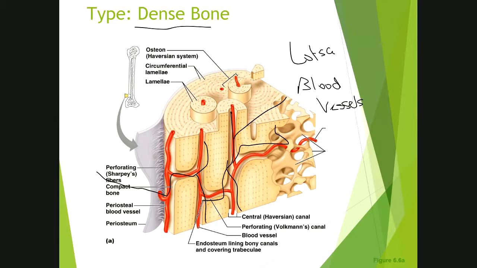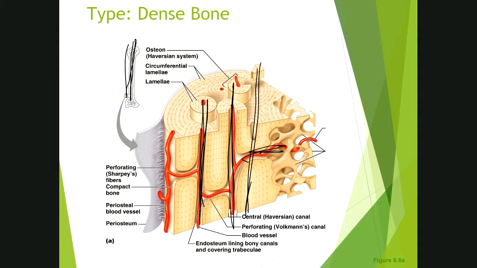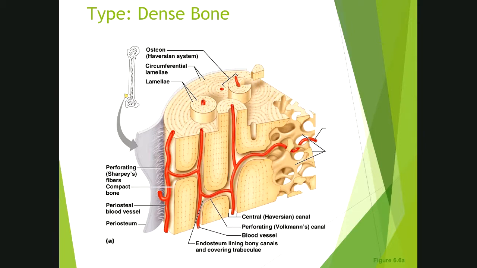Well, if they go through tunnels that run long ways, like here's long ways on the bone, these are called central canals. But there are also these which run across the bone like this. If they run across the bone, they're called perforating canals. And so you can see that blood vessels run through those.